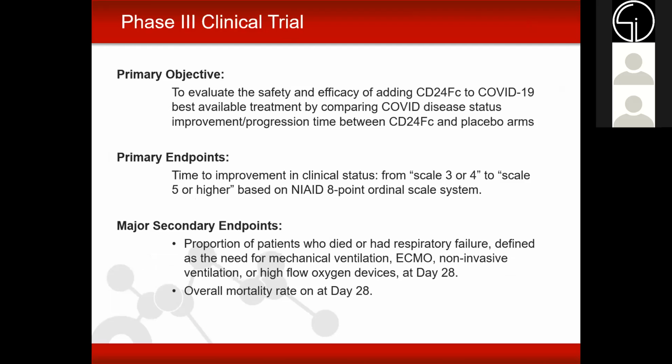So the primary objective is really just to compare this CD24FC treatment group with the control group, the placebo group. Which one is doing better? Which one can get patients discharged from the hospital quicker? Which one has the lower mortality? The primary endpoint is the time to improvement in clinical status from scale 3 or 4 to scale 5 or higher. Scale 5 is where, even though you're still hospitalized, you don't need oxygen support anymore.